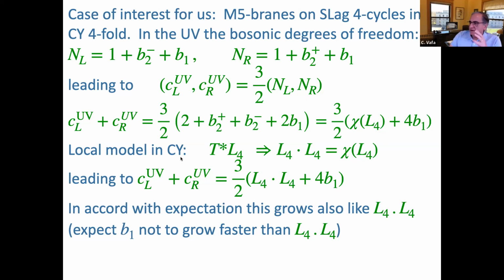Now, the 4-cycle, which is special Lagrangian, locally inside the Calabi-Yau, just because of the Calabi-Yau conditions, has the geometry of the cotangent bundle of the 4-cycle like this. And there's an easy topology theorem which says that once you have such a geometry, the self-intersection of this 4-cycle inside this local geometry is related to the Euler characteristic of this 4-cycle.